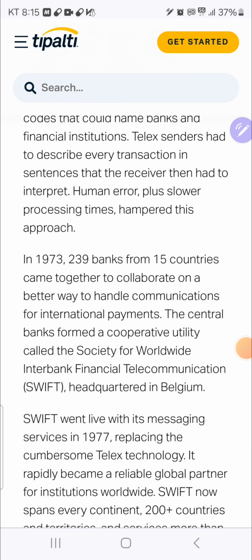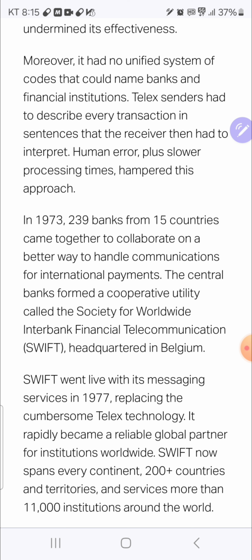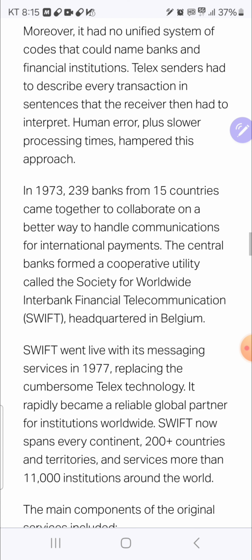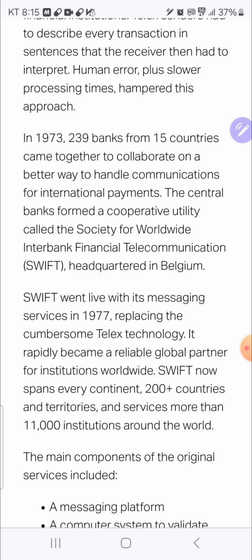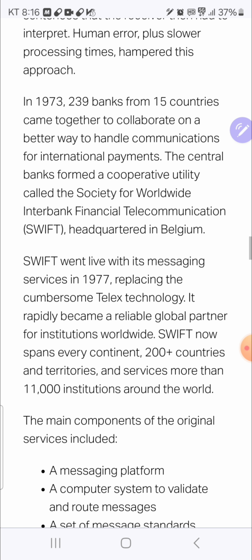In 1973, 239 banks from 15 countries came together to collaborate on a better way to handle communications for international payments. The banks formed a cooperative utility called the Society for Worldwide Interbank Financial Telecommunications, SWIFT, headquartered in Belgium. Swift went live with its messaging services in 1977, replacing the cumbersome telex technology.